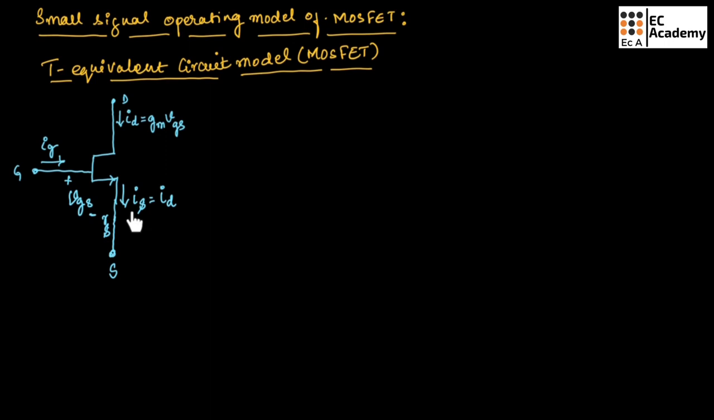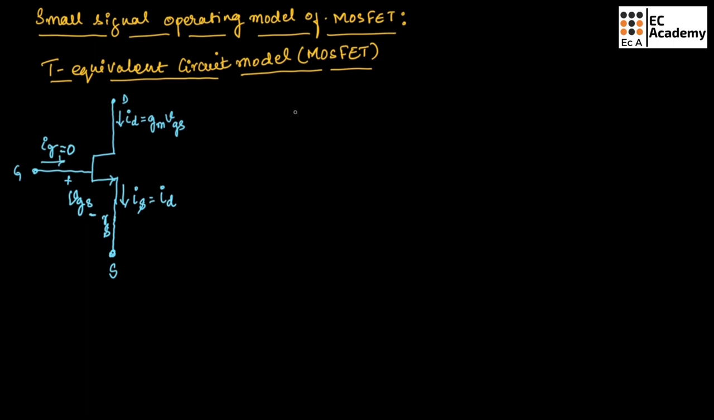We have the current across the source, which is IS, that will be equal to ID because IG is assumed to be zero. Since IG is assumed to be zero, the current that is flowing through the source terminal will be ID itself. The voltage across gate and source is VGS, and the resistance across the source is RS.